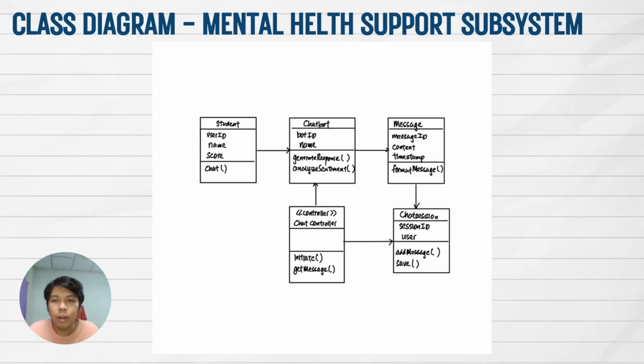So this is the class diagram for the mental health support subsystem. The user here is the student. The attributes of student are user ID, name, and score. The student will try to chat to enter this subsystem. The controller of this subsystem is the chat controller, which is the interface and acts to get messages. The view layer here is the chatbot, which will generate responses and analyze the sentiment. The model is message, where the attributes of message are message ID, content, and timestamp. Last but not least, also chat session.